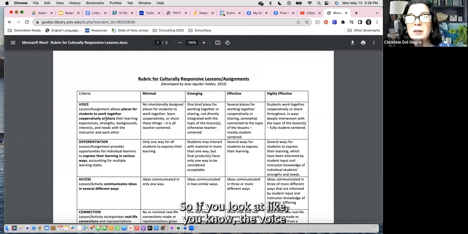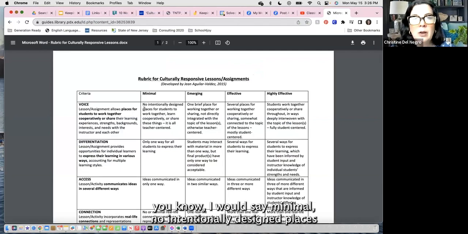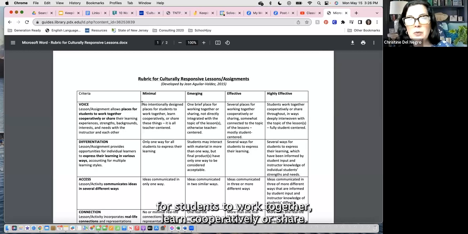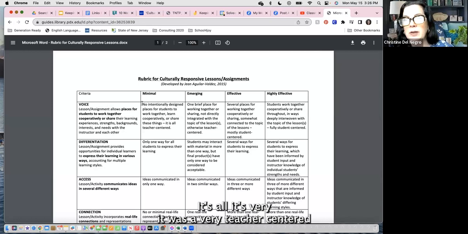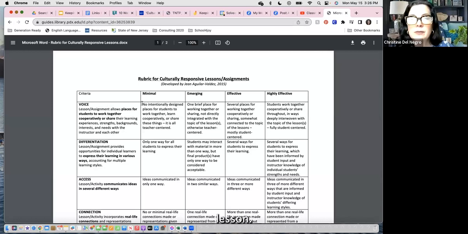Yeah. So if you look at the voice criteria on the rubric, I would say minimal: no intentionally designed places for students to work together, learn cooperatively, or share. It was a very teacher-centered lesson.